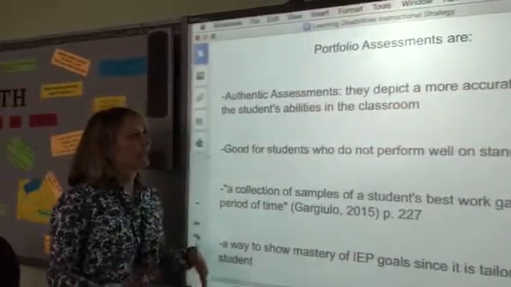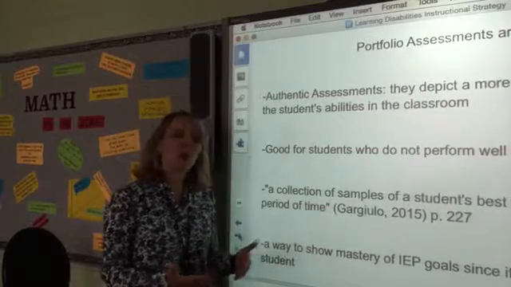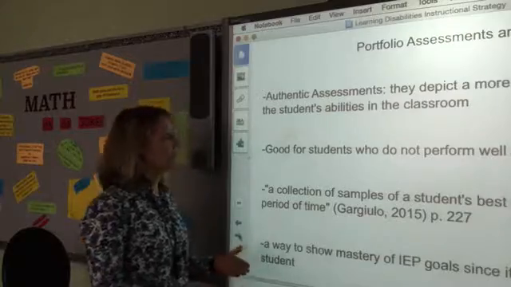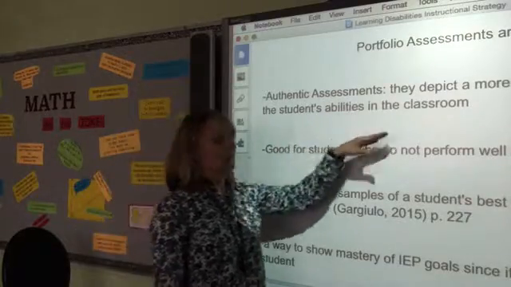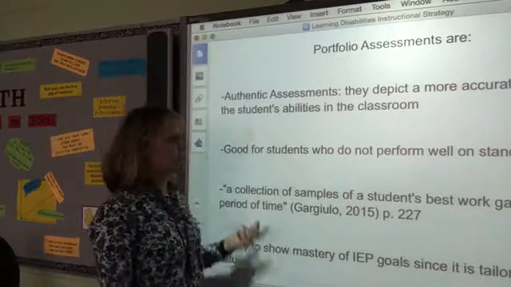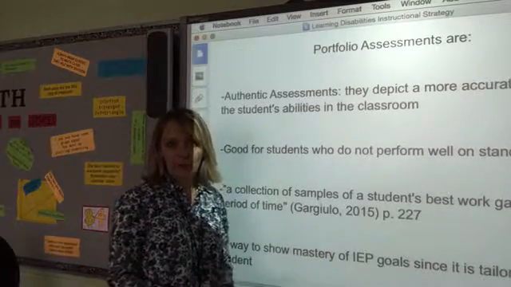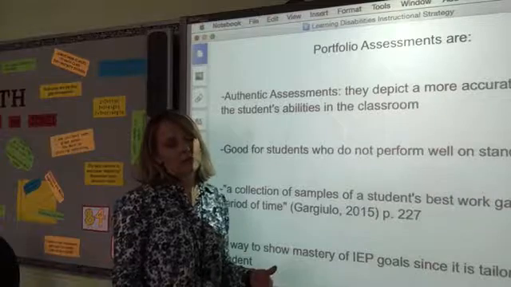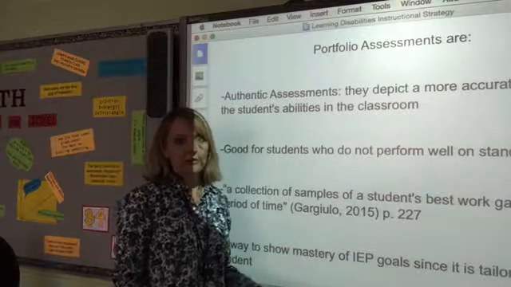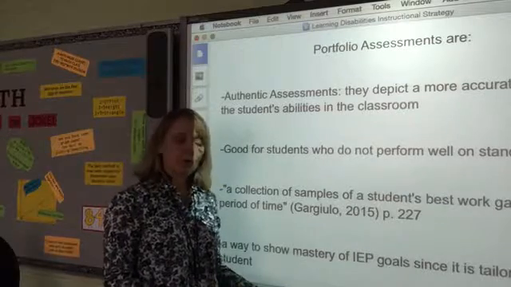Portfolio assessments are just authentic assessments. They give a more accurate picture of how well the student is doing and what the student is able to do than just a regular assessment would. So it gives a more accurate description. These are good for students who do not perform well on standardized tests. And again, it could be a student who doesn't have a diagnosed disability. There are plenty of those students who would perform better on a portfolio assessment.